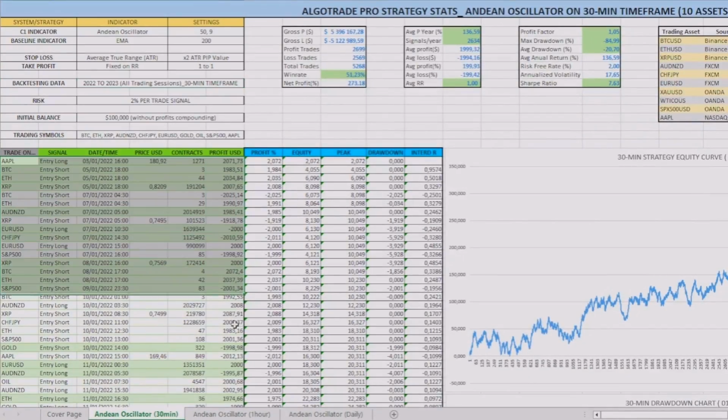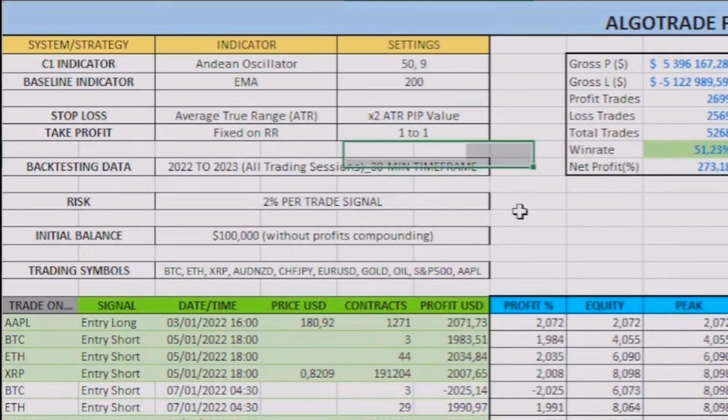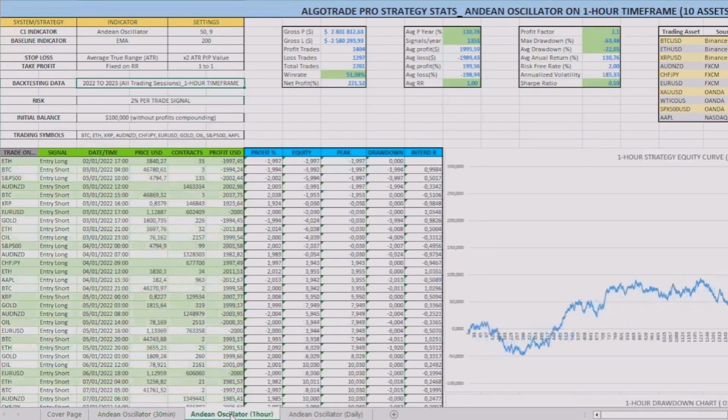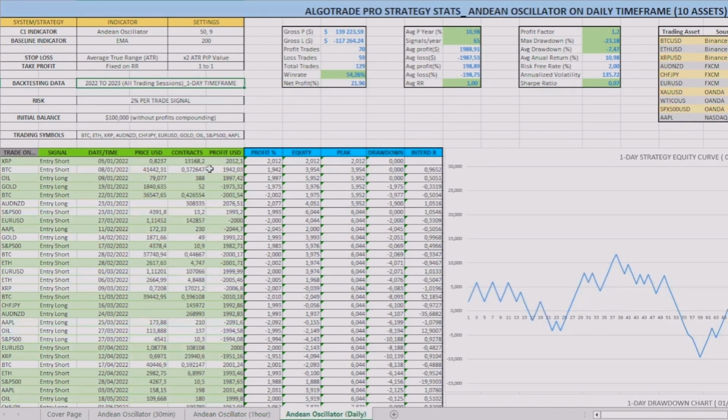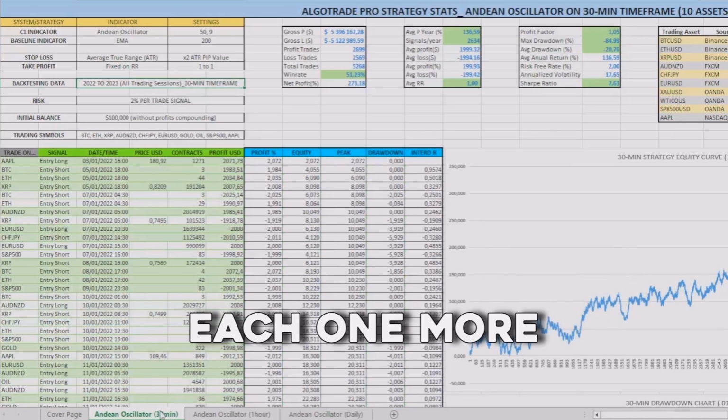So after inserting all the trades on my trading journal, here I got the results of the Andean Oscillator on the 30-minute time frame, here on the 1-hour one, and next to it on the daily time frame. Overall, the results look pretty good in all time frames, but let's analyze each one more carefully.